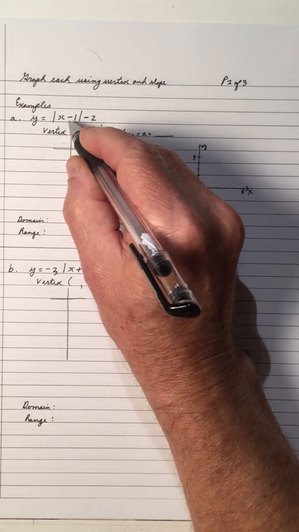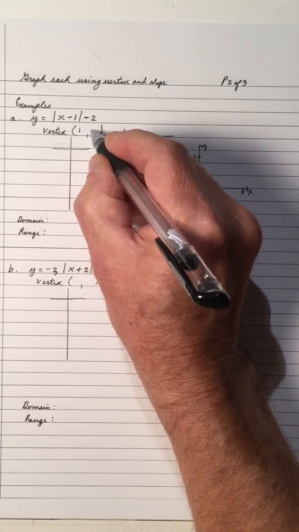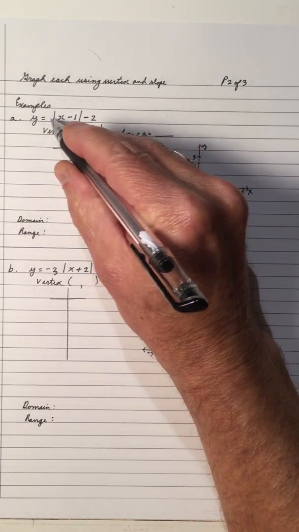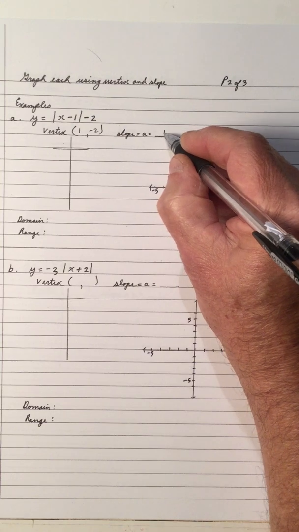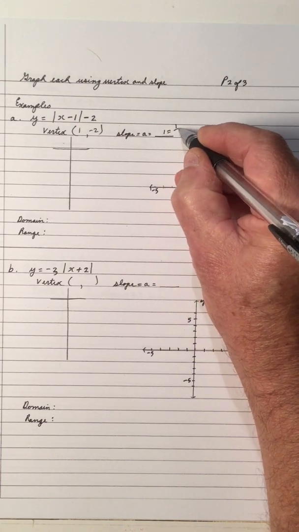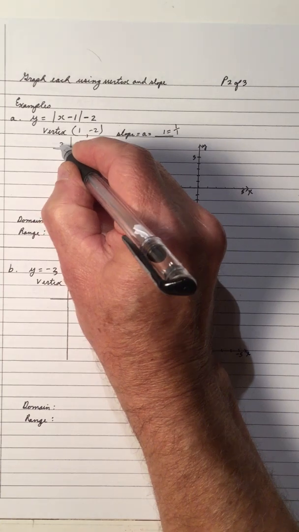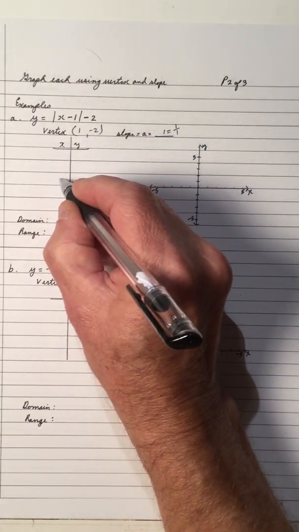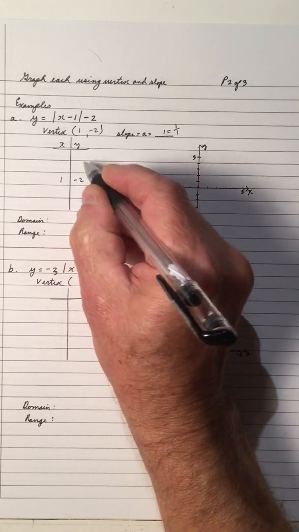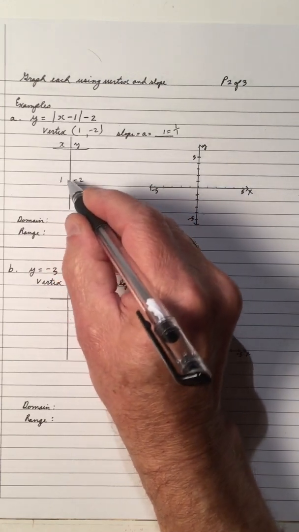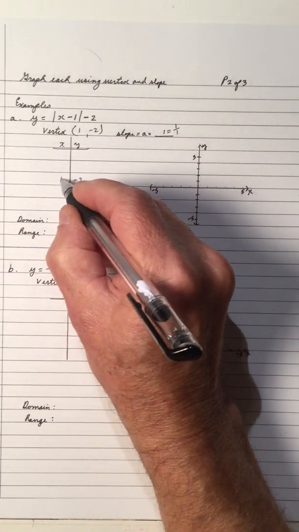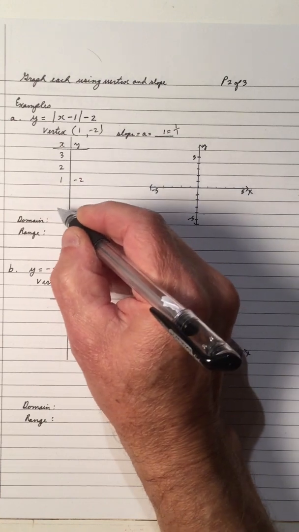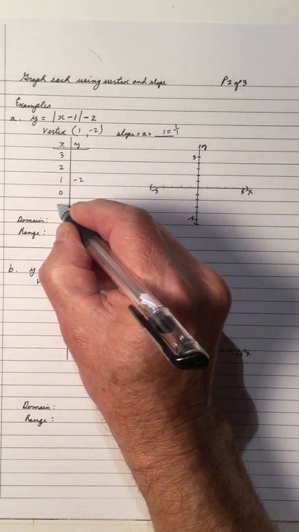Subtract 2. The vertex is the opposite of negative 1, which is 1, negative 2. The slope is the a value, and the a here is 1, so the slope is 1, which is rise over run, 1 over 1. So for the x and y values, we take the vertex, 1, negative 2, and put the vertex in the middle of the table. Since x is 1, we take two numbers on the right, which are 2 and 3, and two numbers on the left, which are 0 and negative 1.